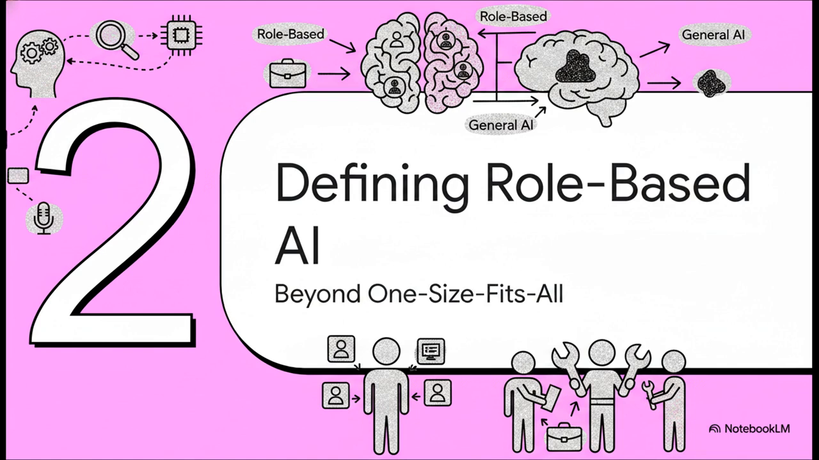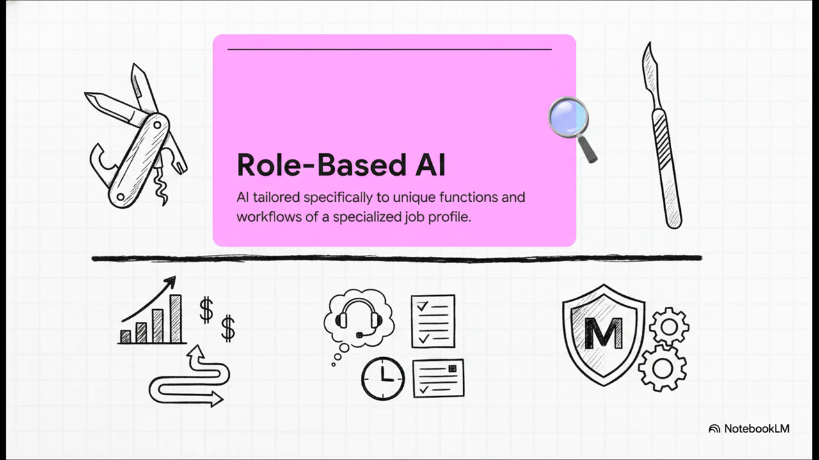To truly understand the weight of that title, let's jump to Section 2, Defining Role-Based AI Beyond One-Size-Fits-All. Notice how this draws a hard line in the sand against that whole one-size-fits-all approach? Role-based AI is artificial intelligence tailored specifically to the unique functions and daily workflows of a specialized job profile. Think of it like the difference between a clunky Swiss Army knife and a surgeon's scalpel. If you're in sales, your AI should just inherently understand pipelines, leads, and revenue. If you're in customer service, it needs to know ticket resolution and customer history inside and out.